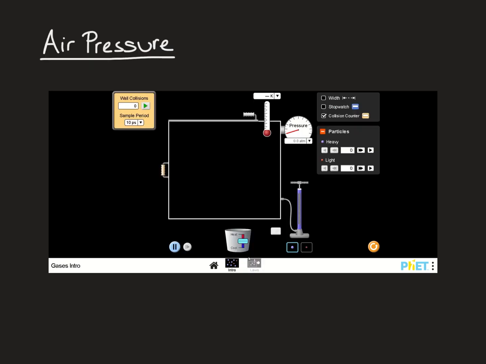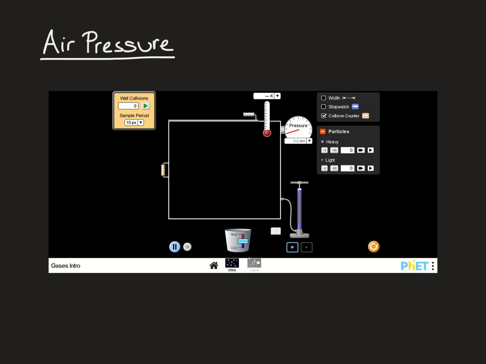So next we're going to have a think about air pressure. You've probably heard about air pressure before, but now we're going to start to use our understanding of the different states of matter, of what the particles are doing in a gas, how they behave, to explain air pressure. So this is the air pressure demo, the gases intro from PhET, another lovely simulation, so do go and have a go with it. There's lots of different features on the simulation for you to investigate and play with.